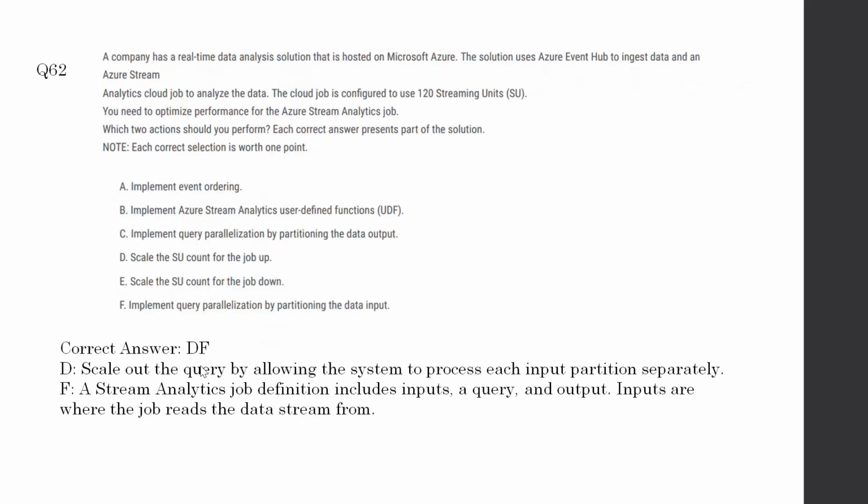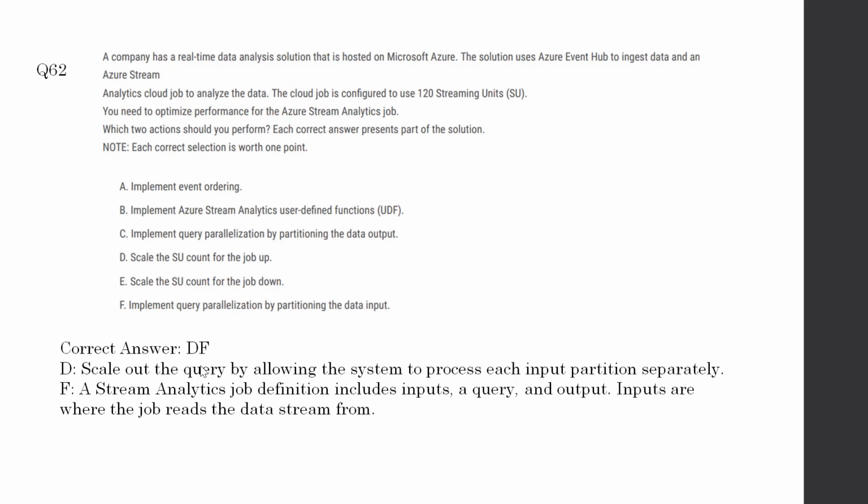Moving to the 62nd question: the company has a real-time data analysis solution that is hosted on Microsoft Azure. The solution uses Azure Event Hubs to ingest data and an Azure Stream Analytics cloud job to analyze the data. The cloud job is configured to use 120 streaming units. You need to optimize performance for the Azure Stream Analytics job. Which two actions should you perform? Each correct answer presents part of the solution.